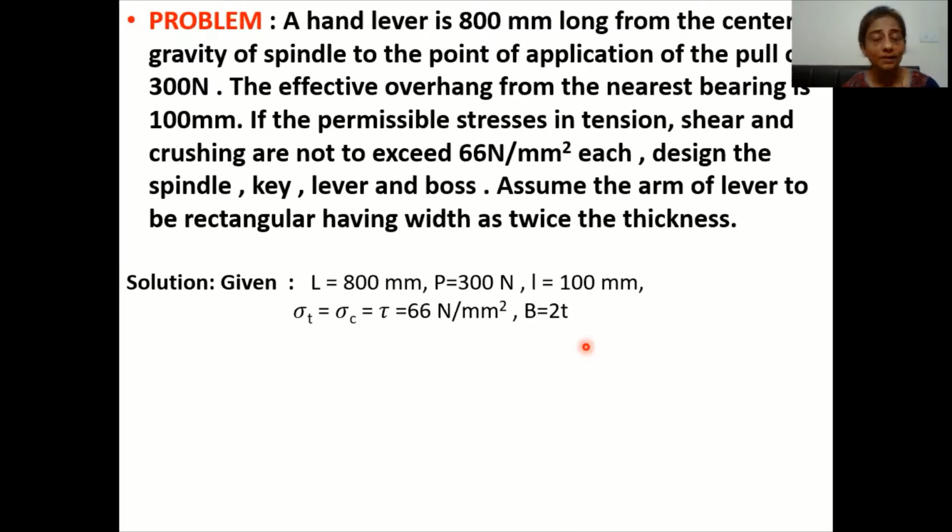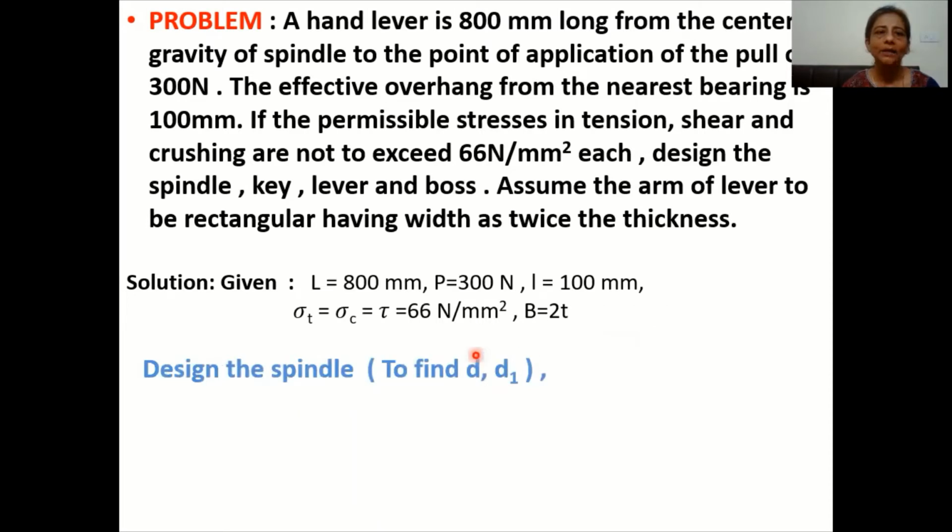So students, in a numerical, if we are not given the value of the effort applied in a hand lever, we can assume it as 300 to 400 Newton. So what is to be calculated?